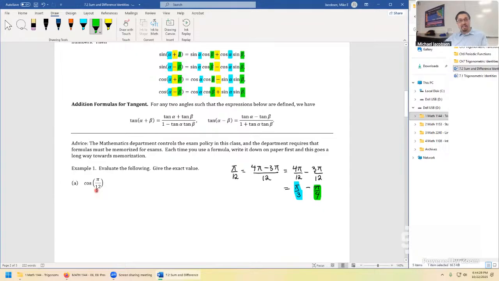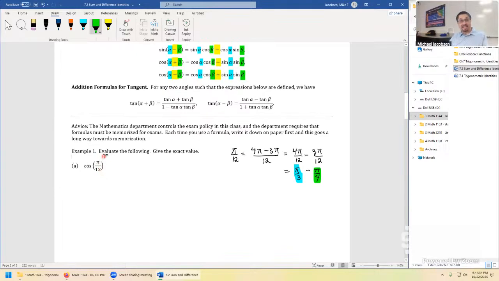So this one's kind of weird in a way. You have to split up the angle pi over 12. We'll practice a few problems just like these in the notes. There'll be some in the homework as well.